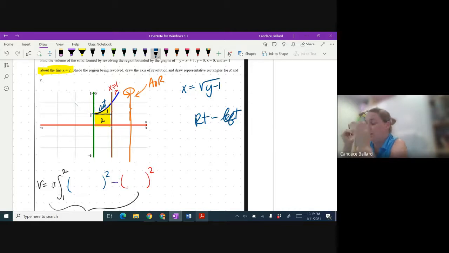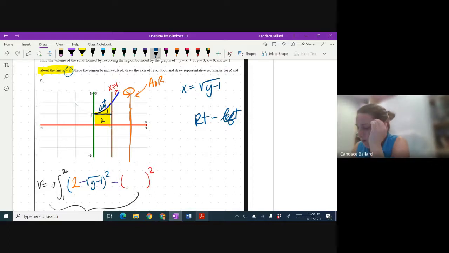Good. Okay, so the orange is going to go first. Orange was 2, so I'm going to go with 2. I used a different color in my axis this time, didn't I? And then minus the function, which is the y, or the square root, right? Square root of y minus 1. Okay, so that's it for that piece of it.